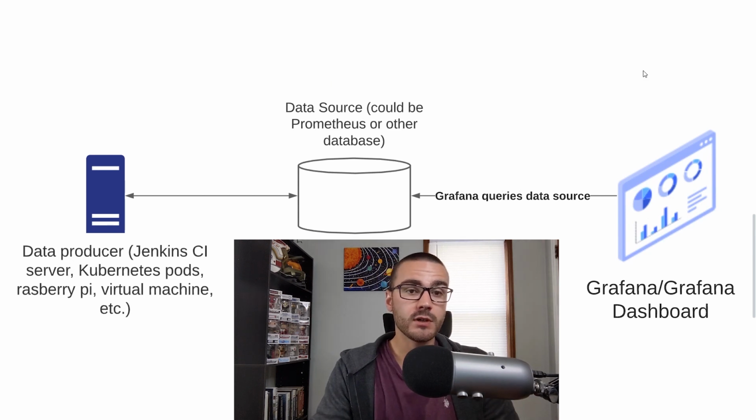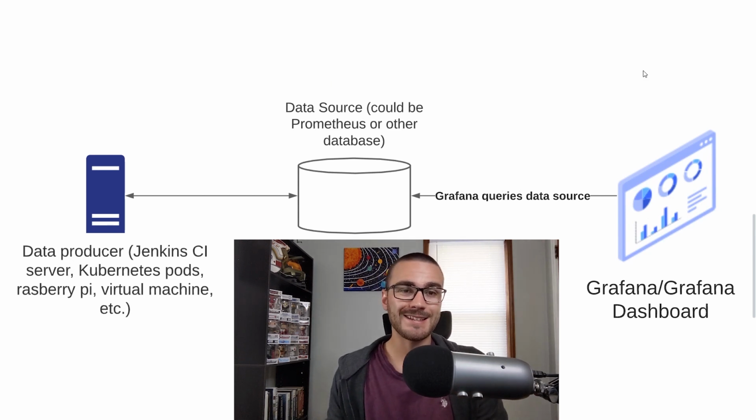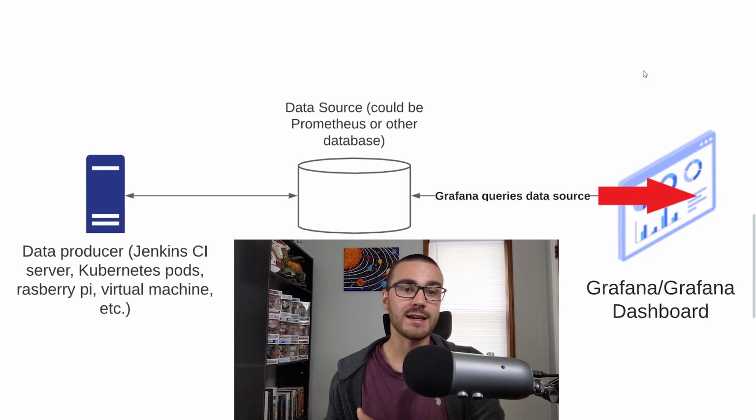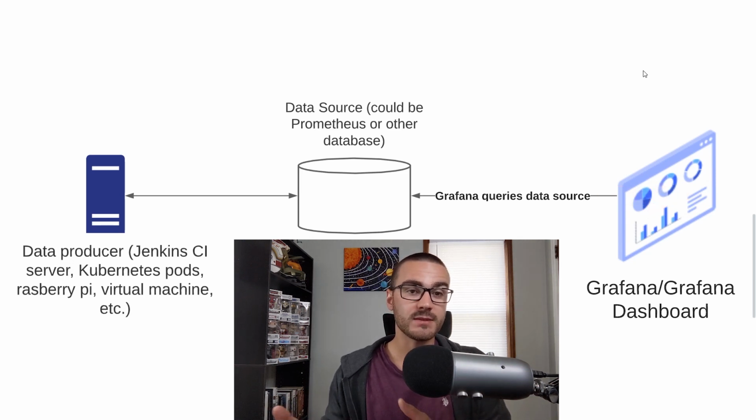Now, the Grafana server is the front end that actually visualizes the data. And in order to get the data, Grafana queries the data source, and the data source returns the requested data based on the query. And that data is then displayed on a Grafana dashboard, as you can see here.